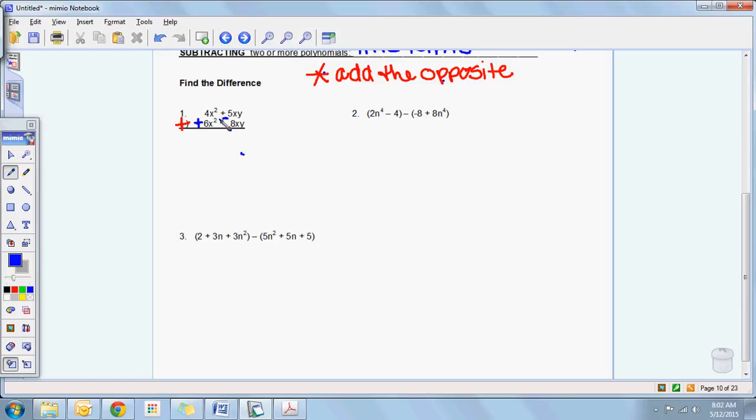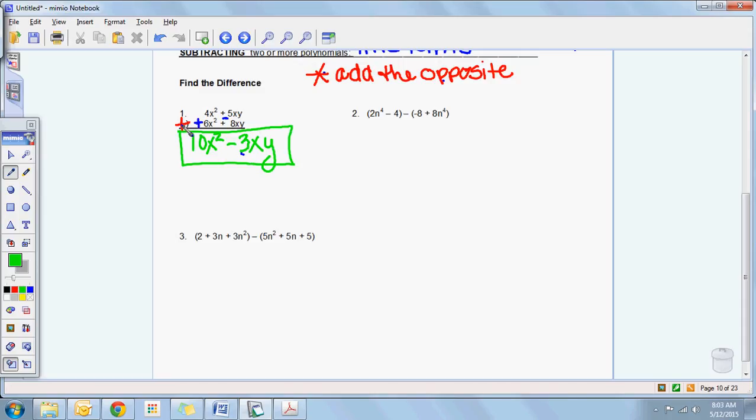So we're going to take 4x squared plus 6x squared, and that's going to give us 10x squared, okay? And then over here, we have like terms, so we're going to take 5xy plus negative 8xy, which would give us a negative 3xy. Okay, and these aren't like terms, so that is my final answer.